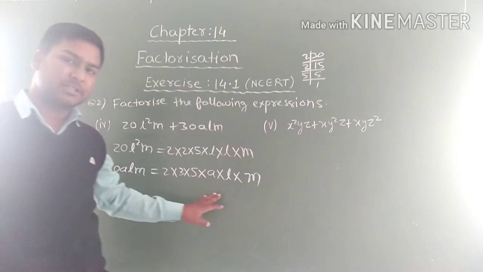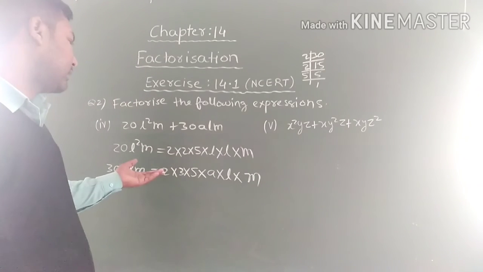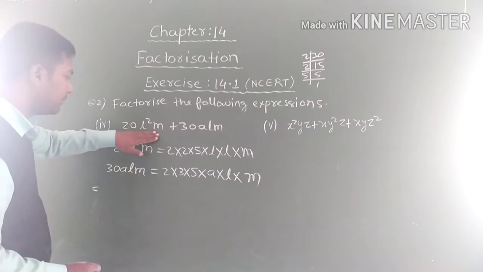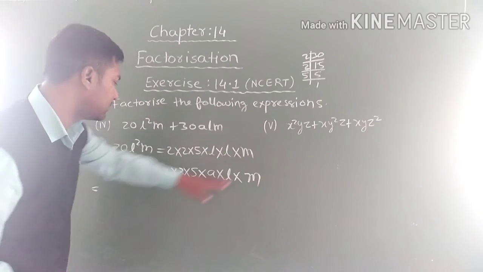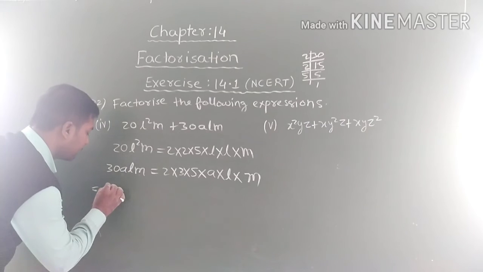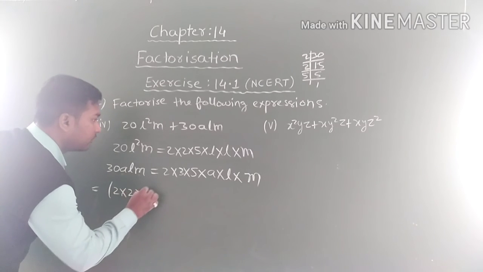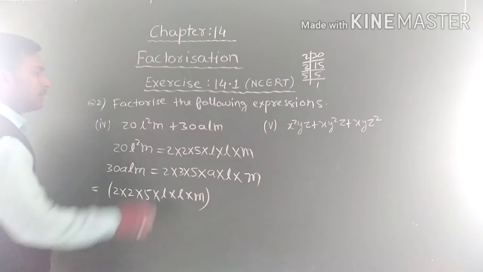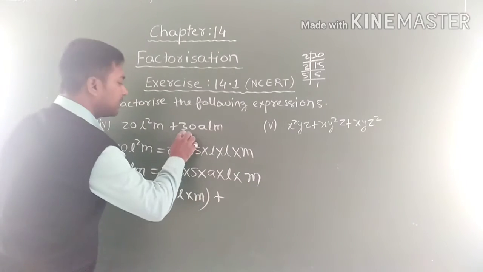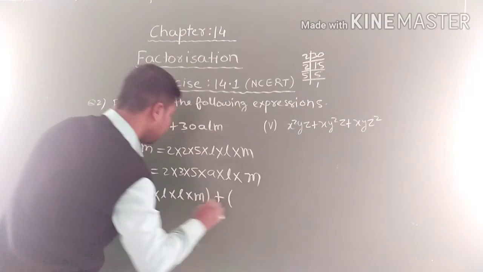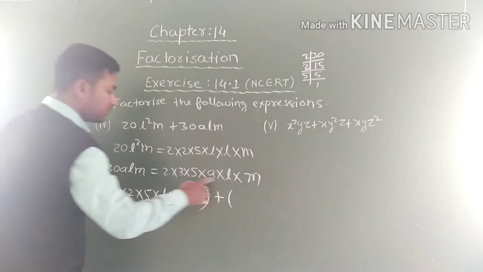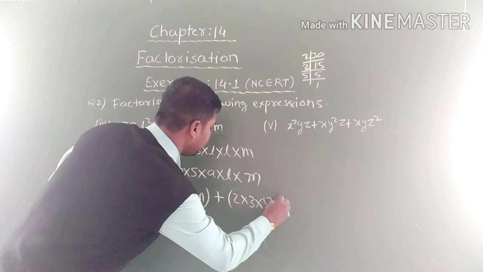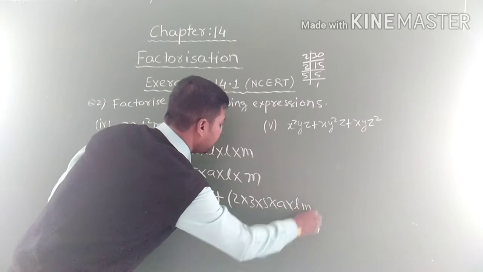Now the next process, take common. First of all, just write the factors in place of 20l square m. So it will be 2 into 2 into 5 into l into l into m, plus 30al. This will be the factors of these, so just write it here. So it will be 2 into 3 into 5 into a into l into m.